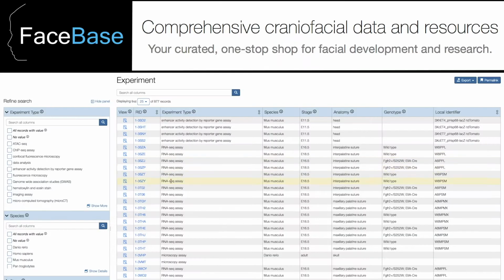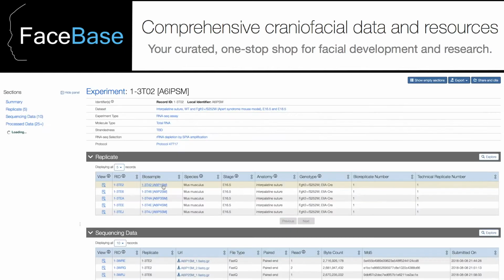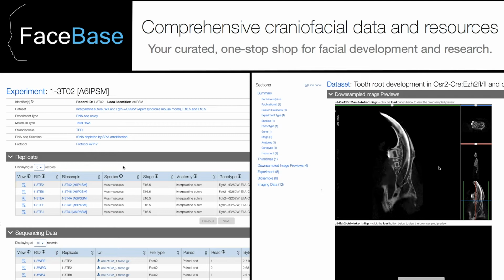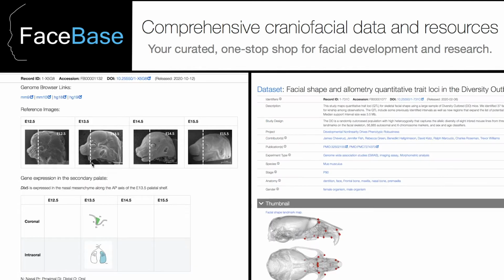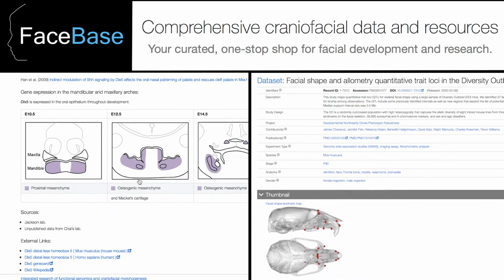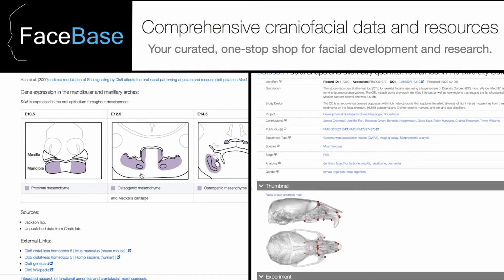FaceBase is a comprehensive data repository that systematizes how data is presented. Basic curation and an underlying platform allow intuitive data entry with a wealth of metadata to add context and connections with other studies.